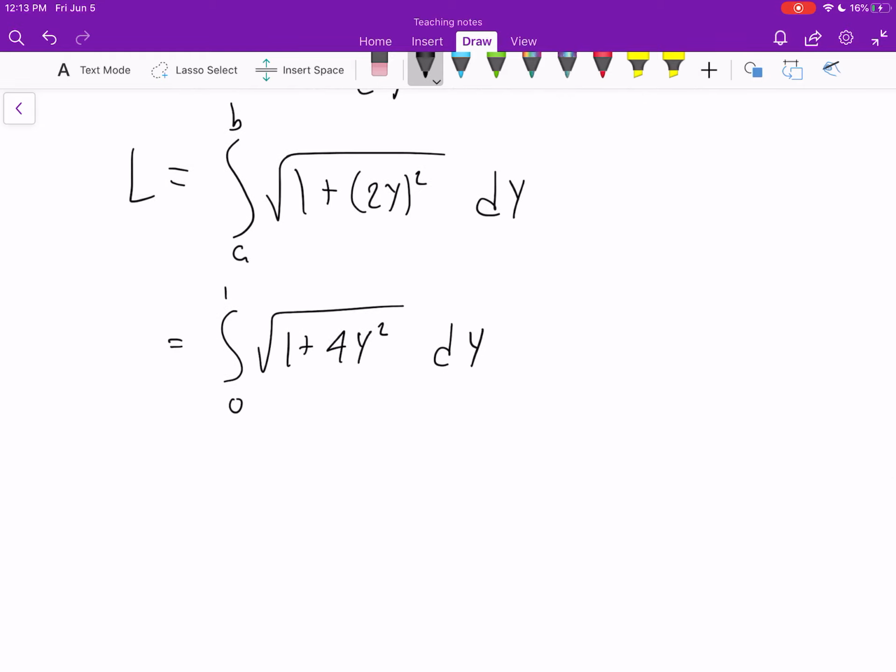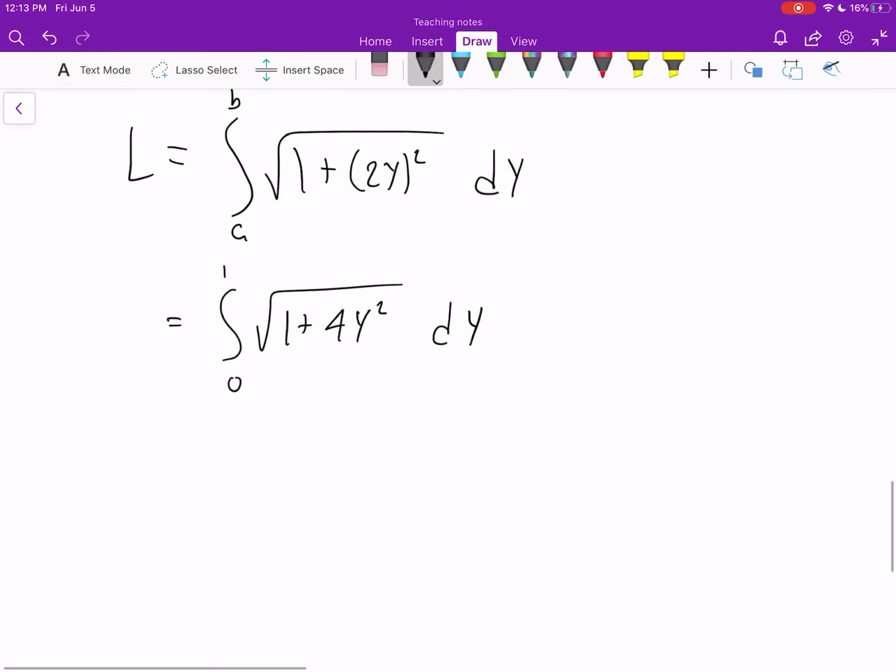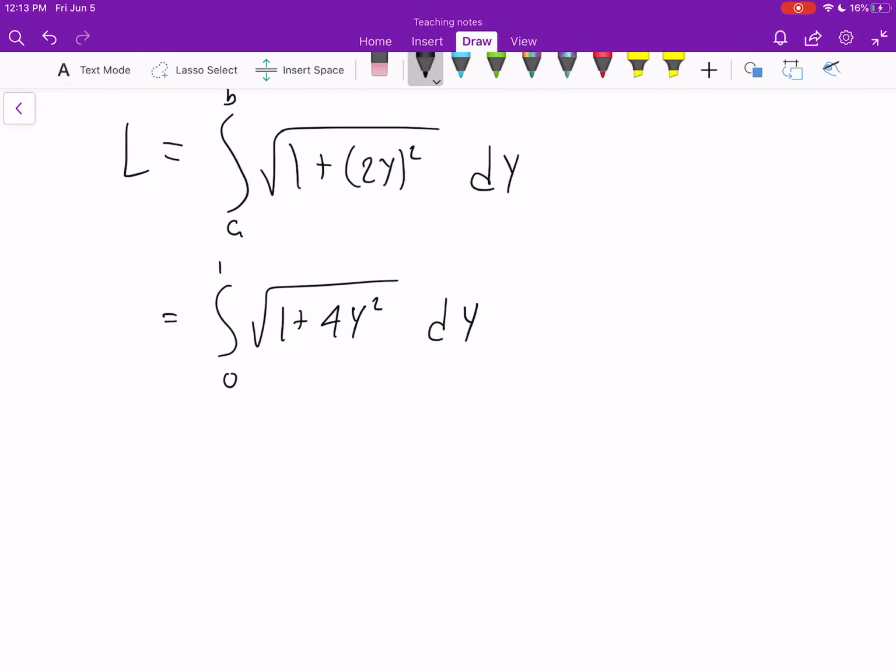And now you have to look at this. This is an integral that involves a square root. So this is going to be a trig substitution problem. So we have 1 plus 4y squared. You can factor the 4 out, but I think it's easier to just do y is equal to 1/2 tan theta.